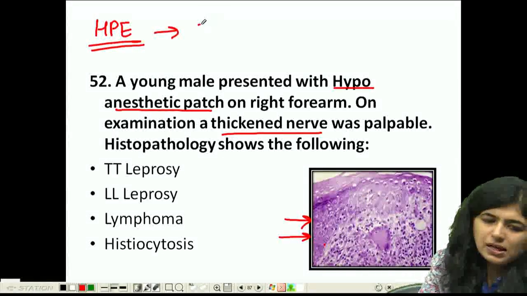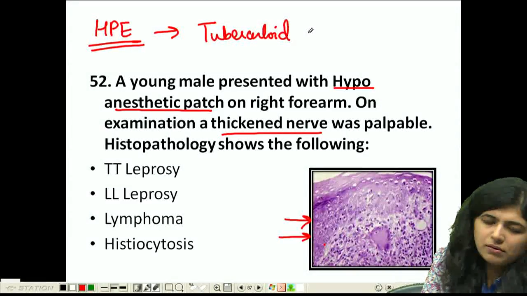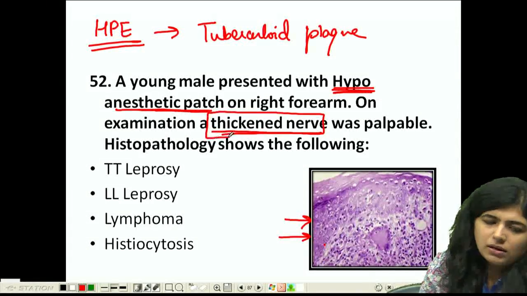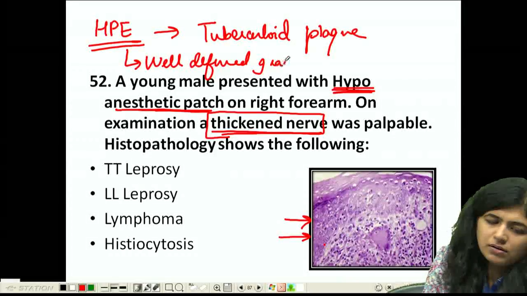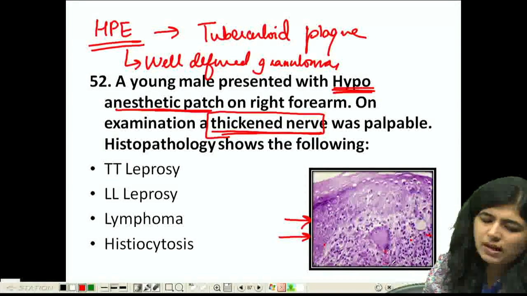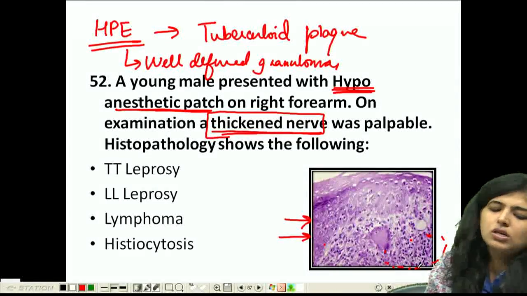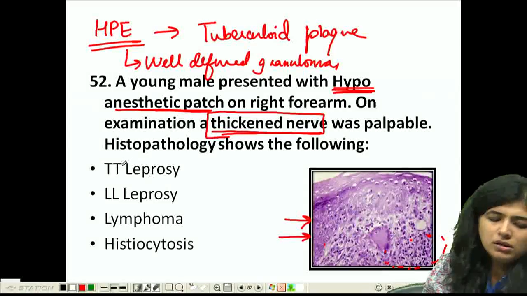We had just discussed in the previous question that a tuberculoid plaque is the one which is hypoaesthetic and it has a thickened nerve. HPE will show very well-defined granulomas. In this one you see that yes, there is a granuloma here, but you cannot make out exactly from the image. So ignore the histopath here.